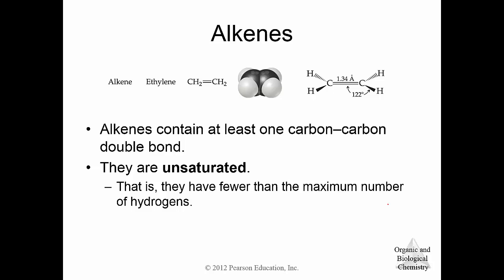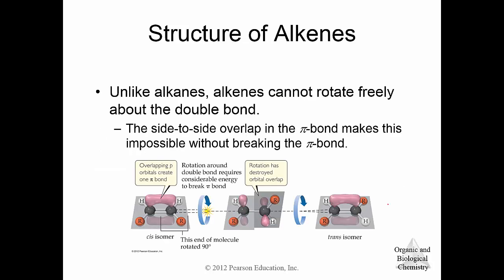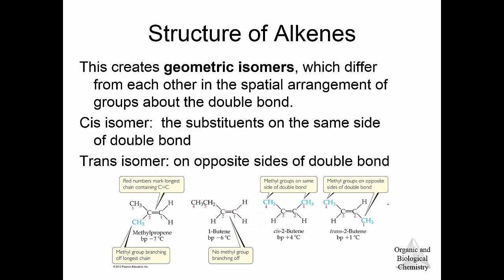Okay, alkenes are ones that contain at least one carbon-carbon double bond. We call them unsaturated. And because the double bond is locked in place, they can't rotate freely around the bond. So it becomes significant when you're thinking about isomers. And as a result, you end up with these things called geometric isomers when you're dealing with alkenes. And these geometric isomer possibilities are called cis and trans.